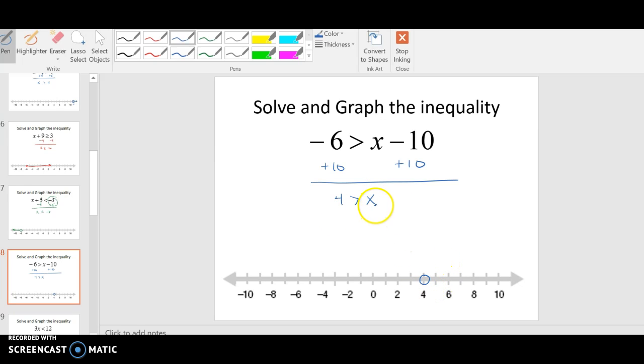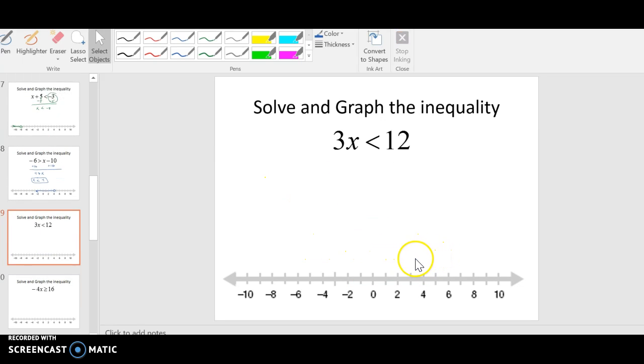So x is less than 4, so we would shade to the left. Now, what I like to do is rewrite this inequality with x on the left, 4 on the right. And if I look, the alligator right now is eating 4. So I would keep it eating 4 and then just go ahead and graph x is less than 4. Okay.